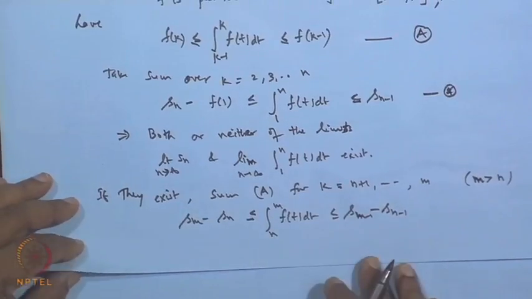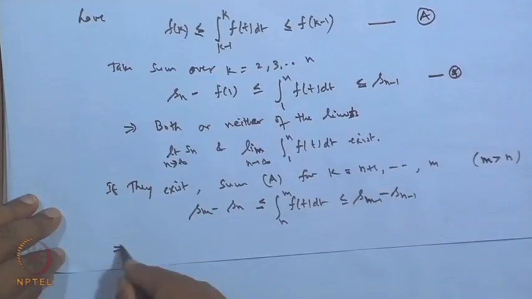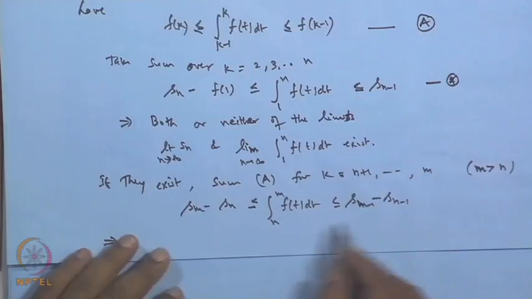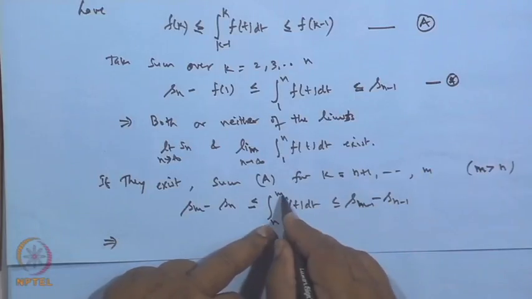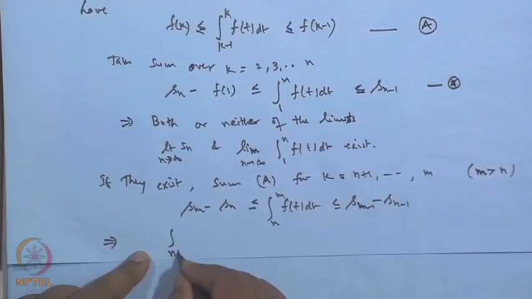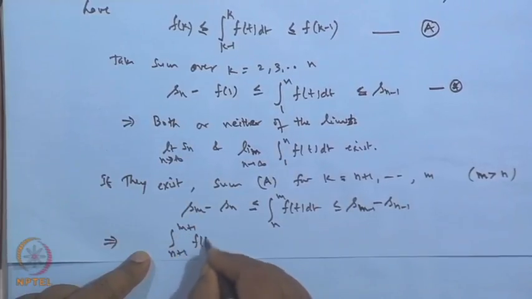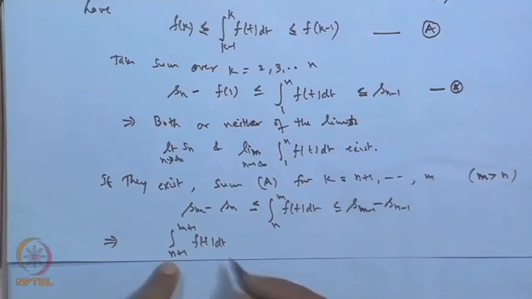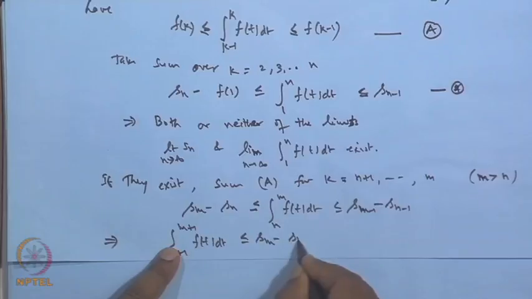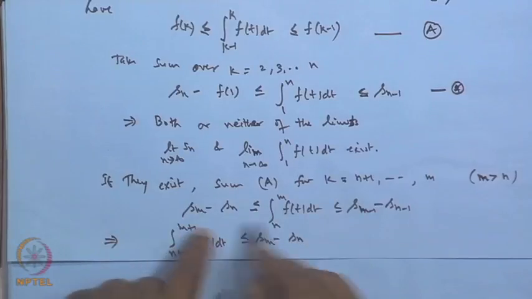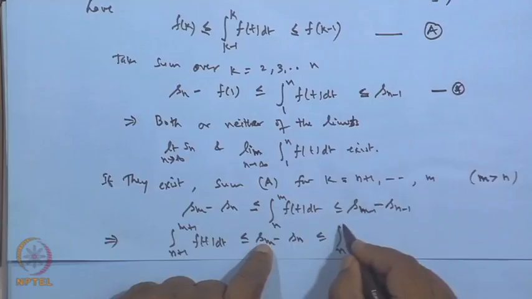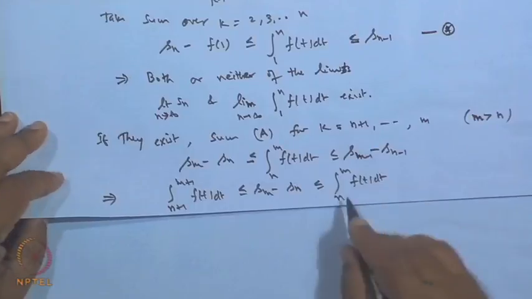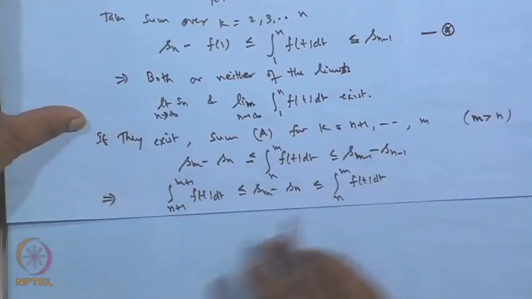Okay. Now, from here, this implies that if I take the integral of this, suppose I replace n by n plus 1 and m by m plus 1, then we get the integral from n plus 1 to m plus 1 of f(t) dt. This is less than or equal to S_m minus S_n. But S_m minus S_n is also less than or equal to the integral from n to m of f(t) dt. Okay. Now, clear? From here, take the limit as m tends to infinity.